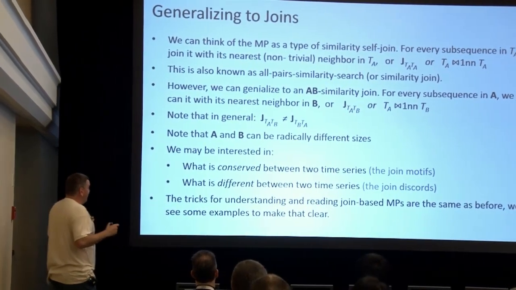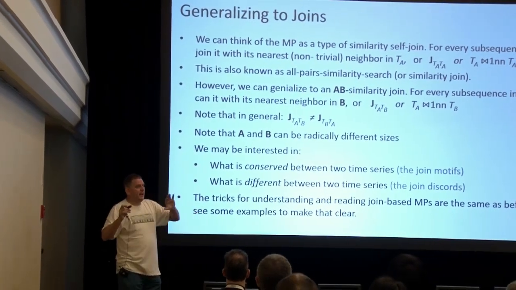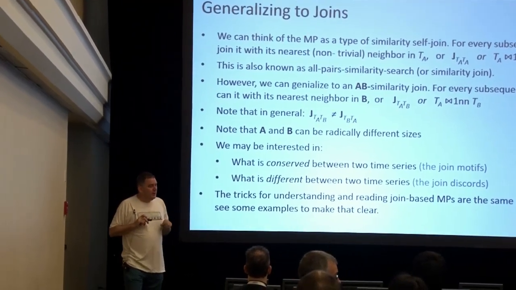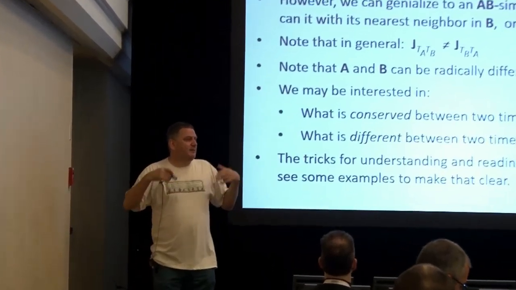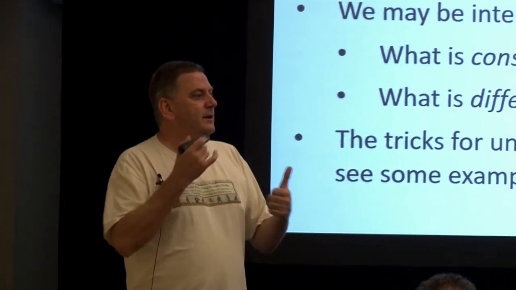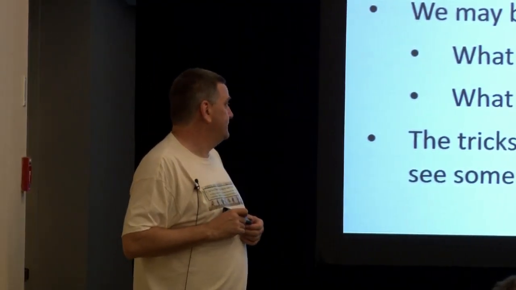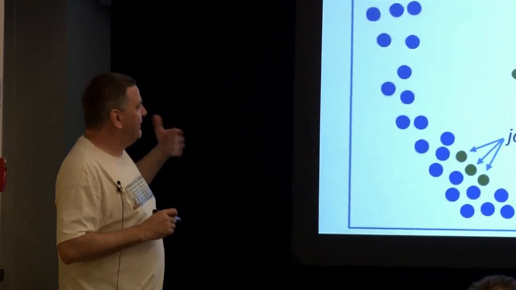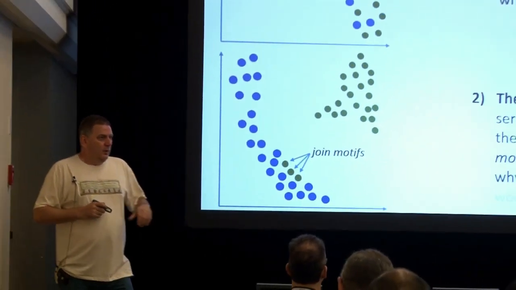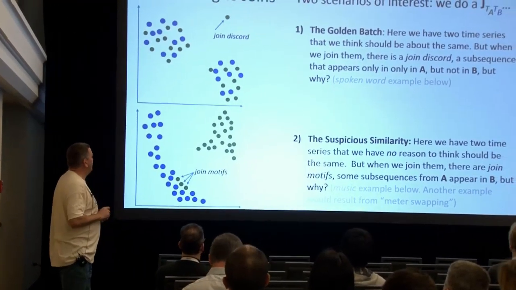So that actually is asymmetric. You can join A to B, or you can join B to A. Those are asymmetric things. But once you do this, it's basically the same thing. It's a matrix profile, and all our algorithms are still defined: chain discovery, motif discovery, discord discovery, and so on and so forth. So two cases of interest here, which are exactly the opposite, and they are the analogs of discords and motifs.